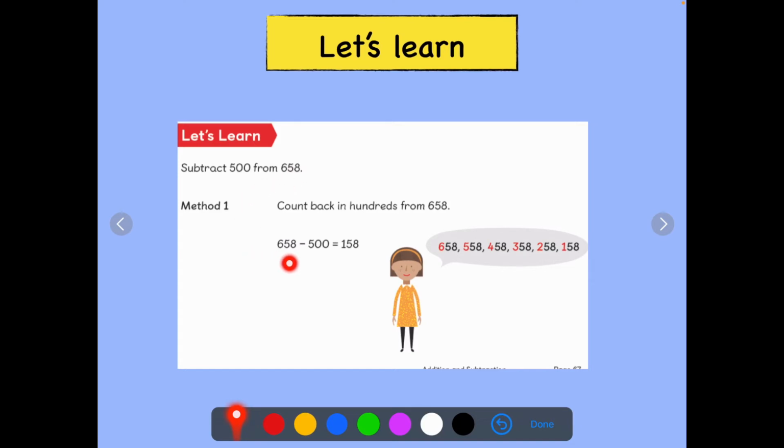When we count back in hundreds, we begin on 658 and we count back in hundreds 5 times because we're taking 5 hundreds away. Let's do it together. 658, 558, 458, 358, 258, 158. Therefore, 658 subtract 500 is 158.